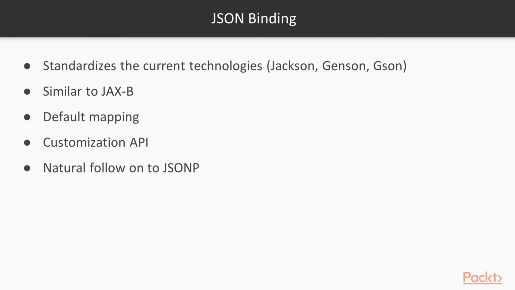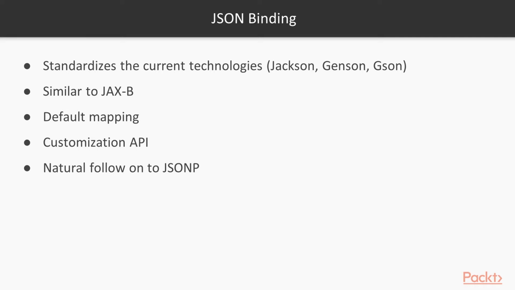JSON-B is a new API included in Java Enterprise Edition 8. Unlike JSON processing, which is a low-level API to work with JSON, JSON binding is a high-level API which doesn't work with JSON directly but operates on Java objects. It's like what JAXB is doing in the XML world.